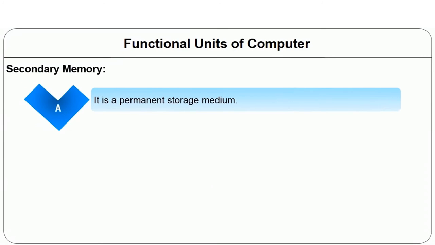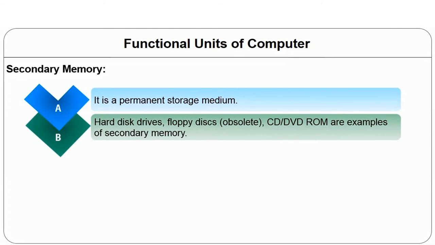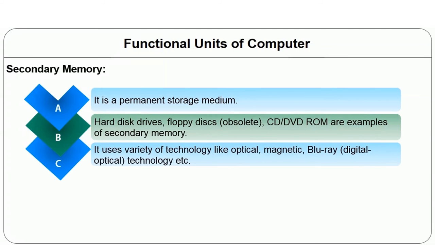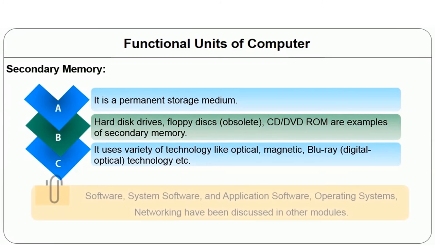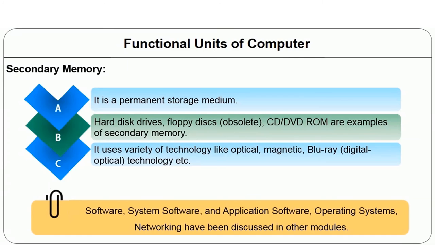Secondary memory. It is a permanent storage medium. Hard disk drives, CD, DVD-ROMs are examples of secondary memory. It uses a variety of technology like optical, magnetic, Blu-ray, that is digital optical technology, etc. In this unit, we have seen the generations and functional units of computers. And in other modules, we have discussed software, system software and application software, operating systems, networking, etc.